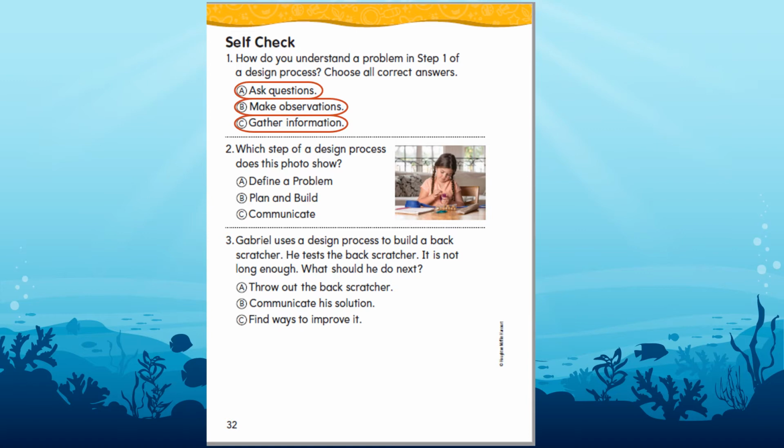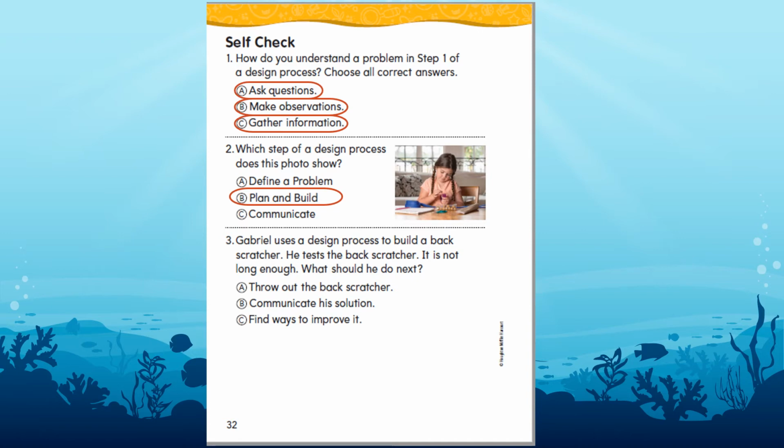Let's read question 2 now. Which step of a design process does this photo show? Is it A. Define a problem, B. Plan and build, or C. Communicate? What do you think is the answer? What do you think the girl is doing in the picture? Let's see the answer now. It's B. She's trying to plan and build a solution to the problem.